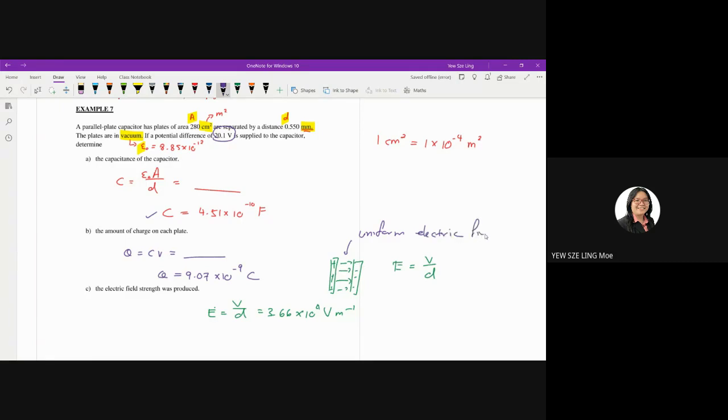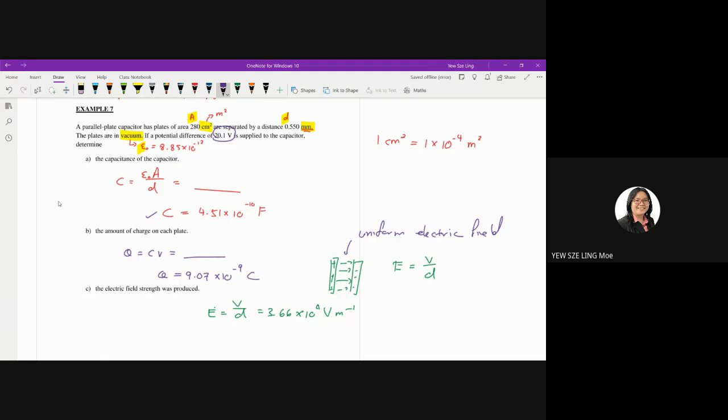Electric field. Basically, chapter 1 and chapter 2 have a bit of a relationship. They are a bit related to each other. Example 7 is a very short and simple question where you learn how to calculate the capacitance of the capacitor based on the dimensions given, the physical structure, and then you calculate the amount of charge. The last part determines the electric field between the plates, which is the uniform electric field. Next we're going to look at question 8.